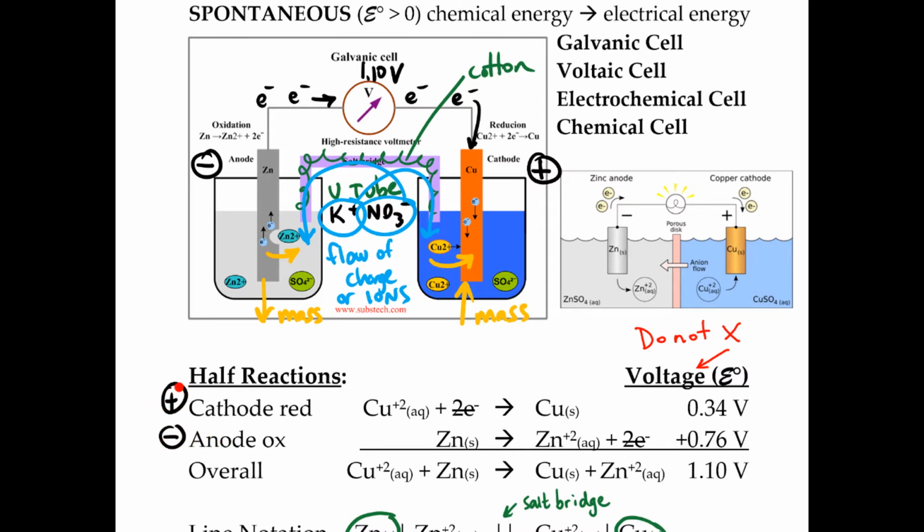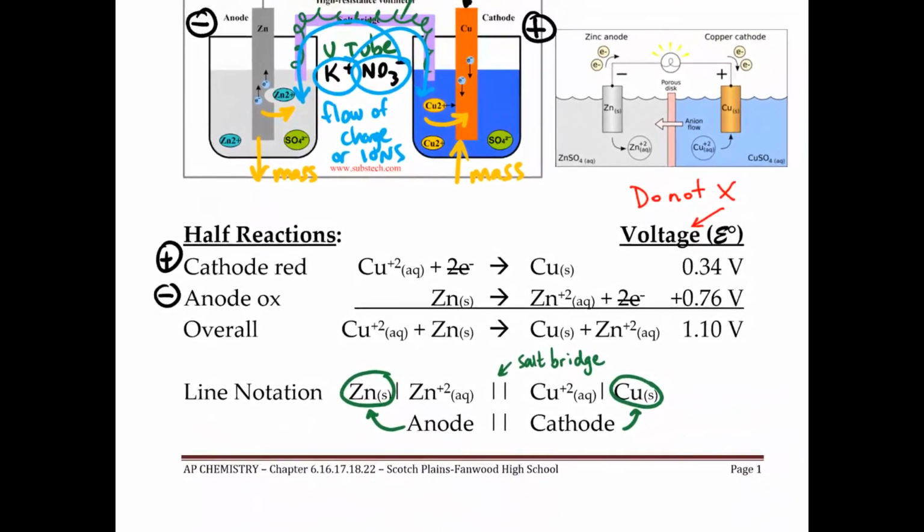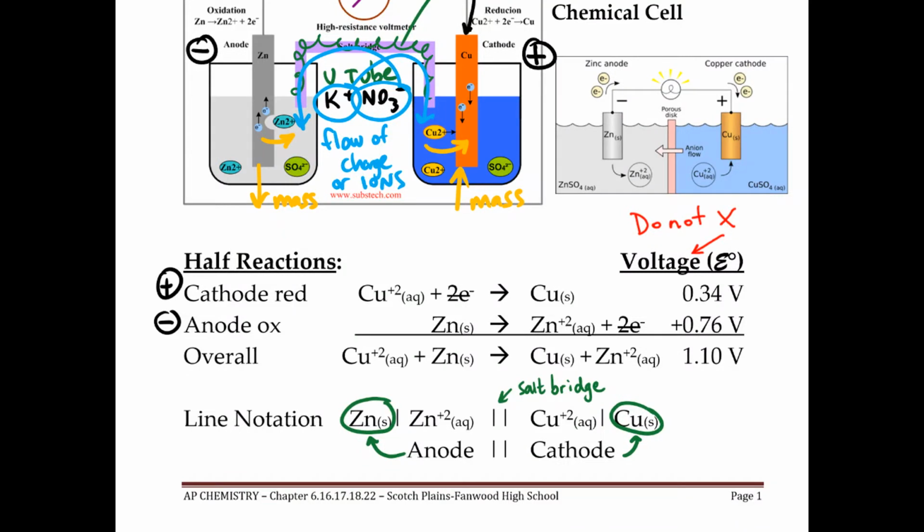Okay, we can also write this in what's called line notation. So it's just a summary of this whole reaction. Okay, we start with the anode. So the zinc changed into zinc plus 2. So we write that here with a line separating them. And then the copper plus 2 changed into copper. That happened at the cathode. And this represents the salt bridge.